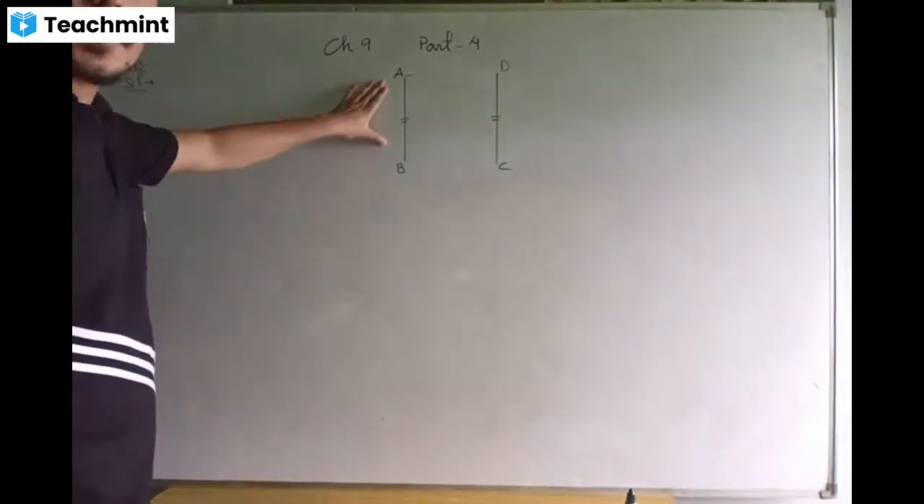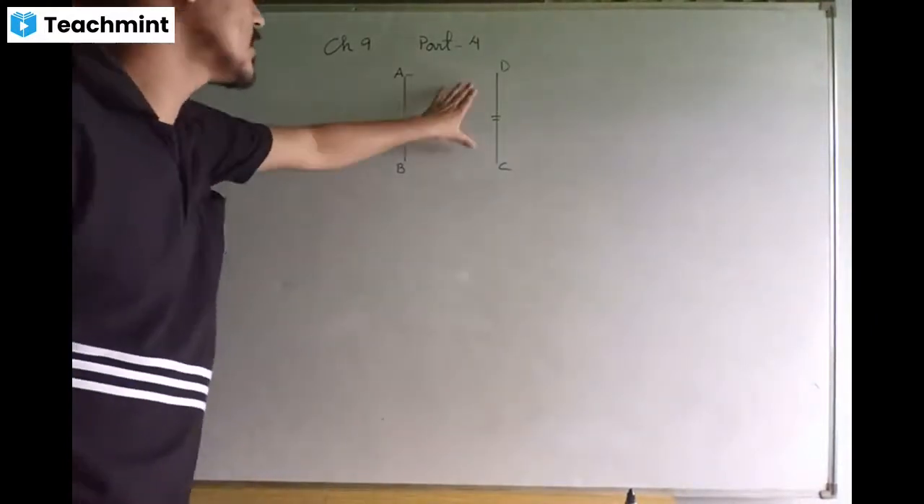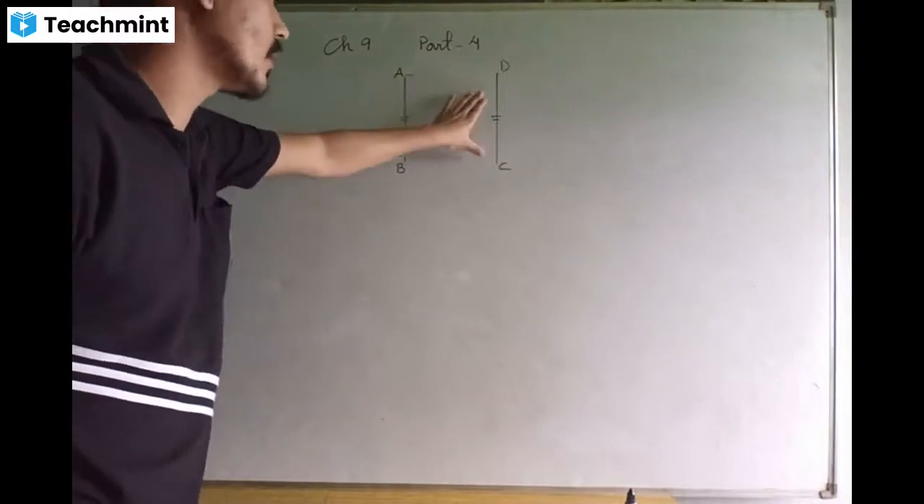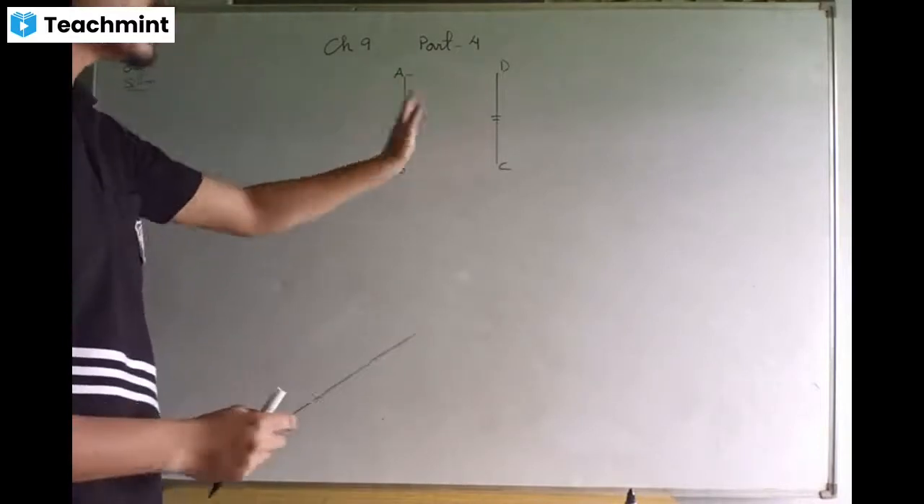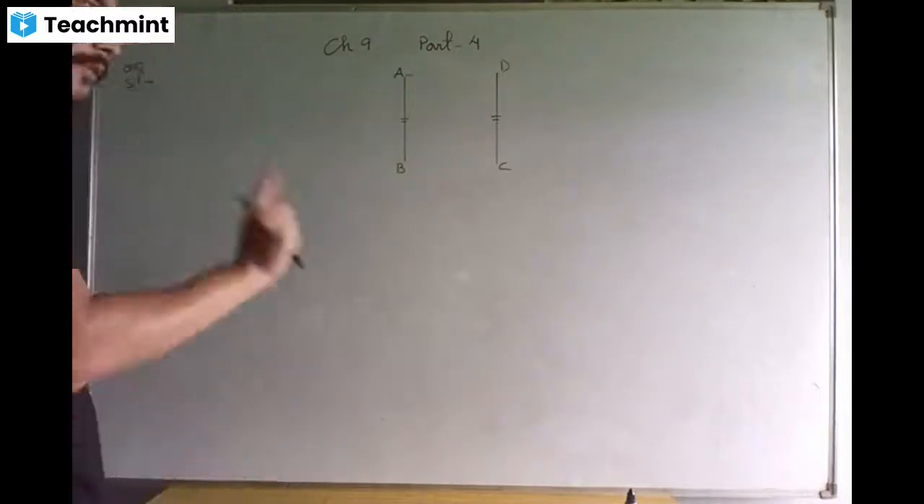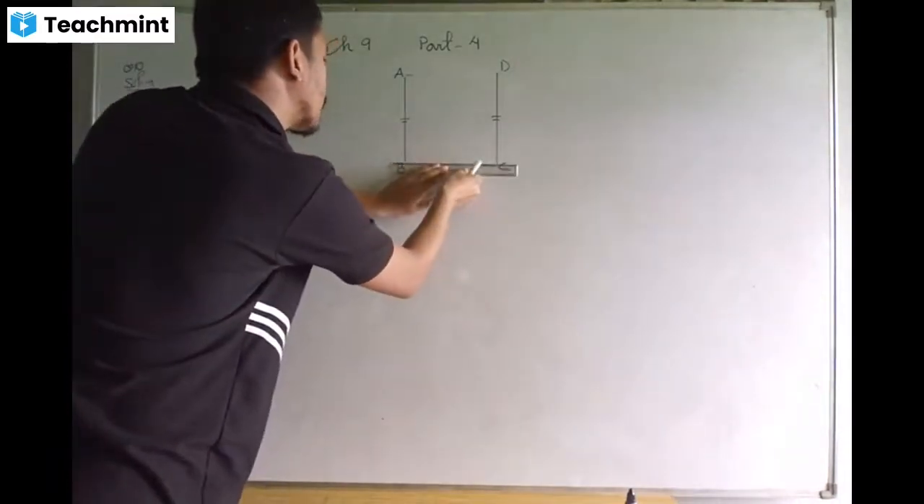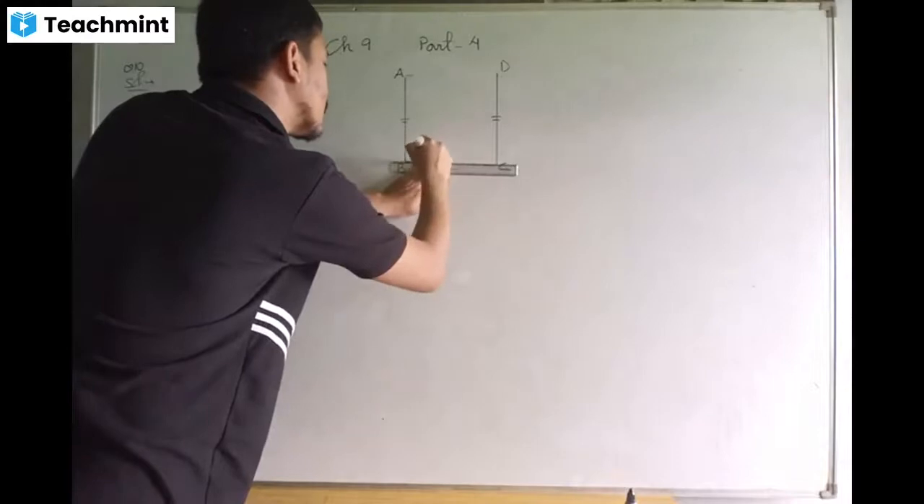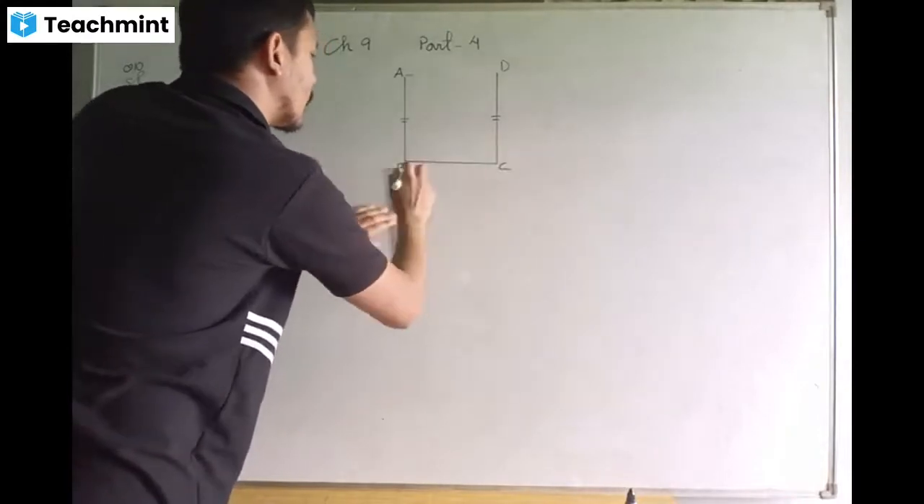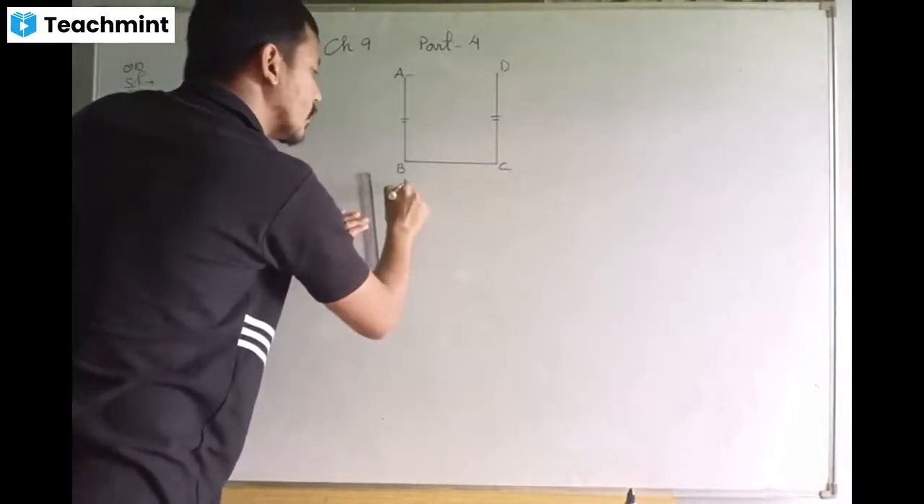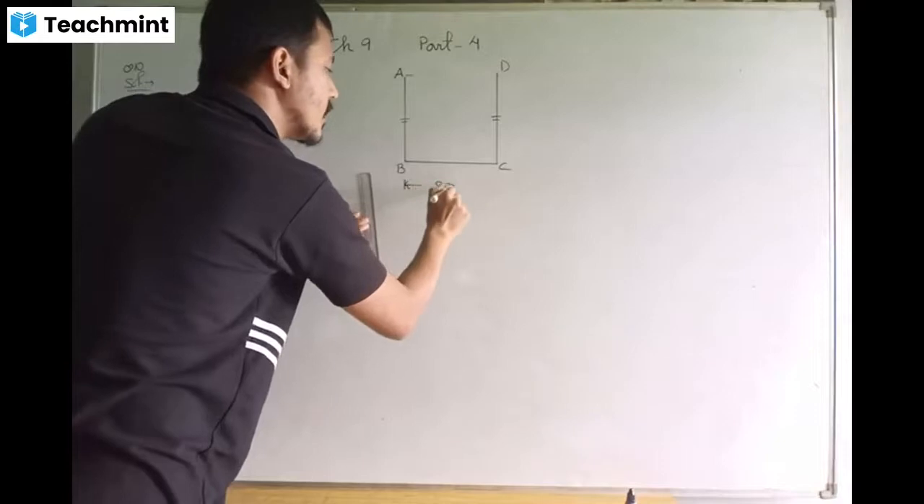So AB and CD are two poles of equal heights. They are standing opposite to each other on the road, and the road is 80 meters wide. So BC is the width of the road, and it is 80 meters.